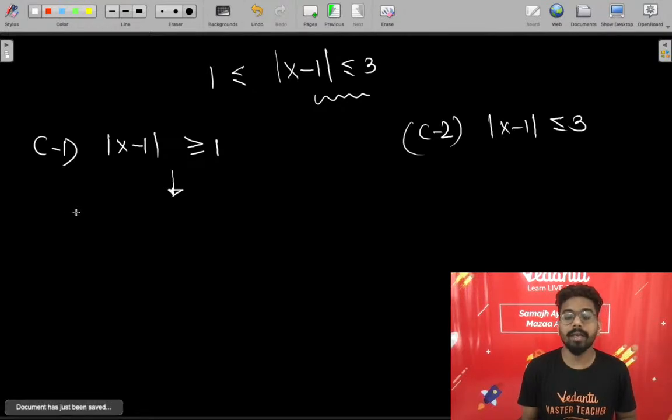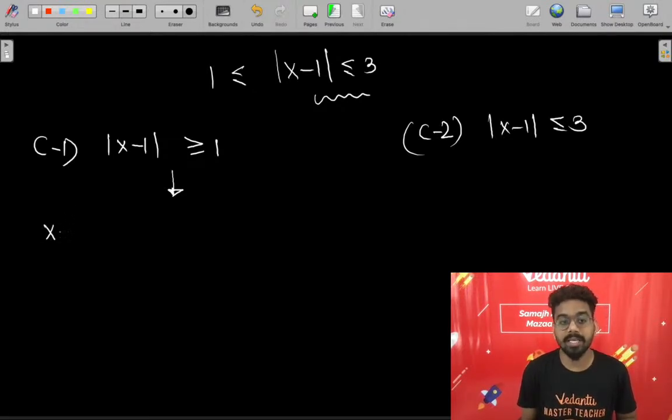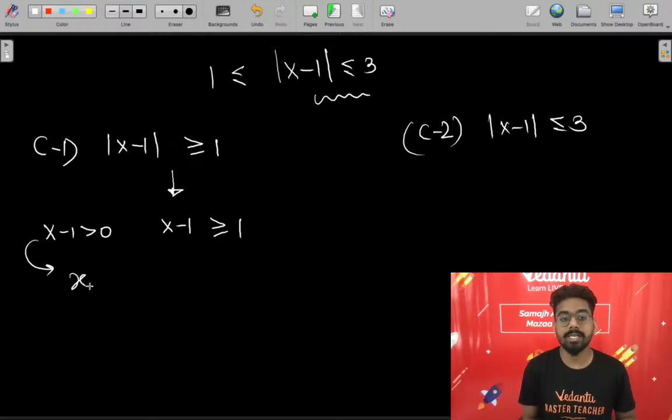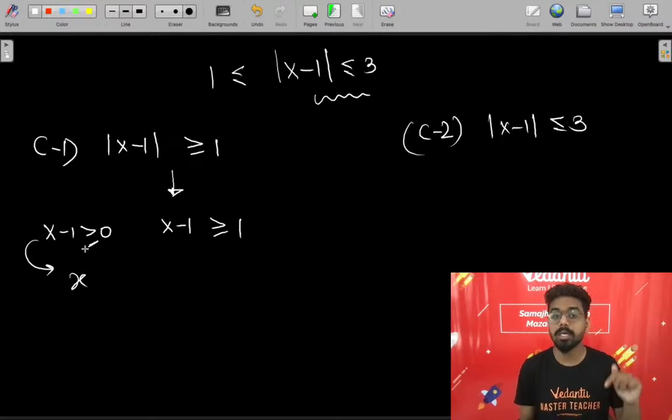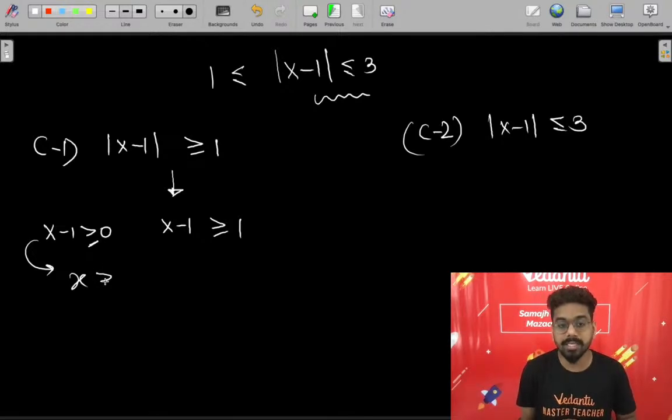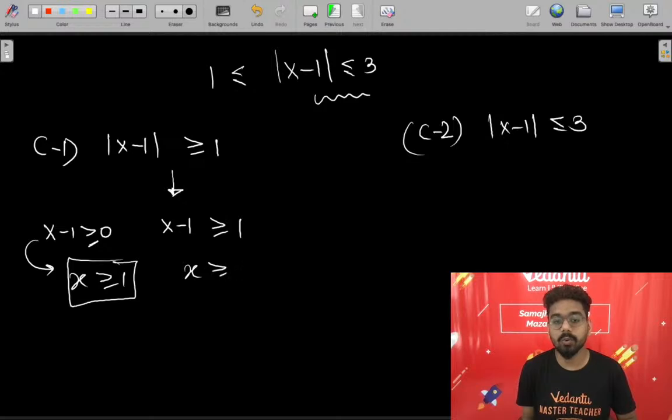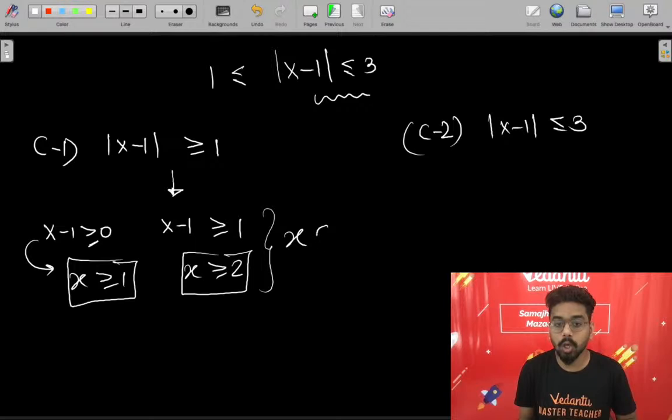Now inside this we will make the case that if the inside thing is greater than 0, then we can say x minus 1, remove the mod sign without changing the sign, greater than equal to 1. Okay, so when you solve this, you will have x greater than equal to 2. Remember, when we say inside thing greater than equal to 0, so x is greater than equal to 1, and from here you will have x greater than equal to 2, and when you solve this, you will come out with x belongs to 2 to infinity.